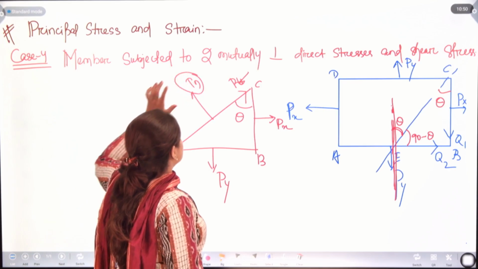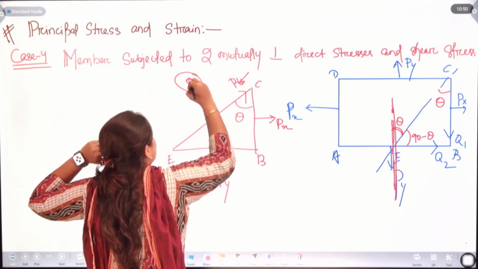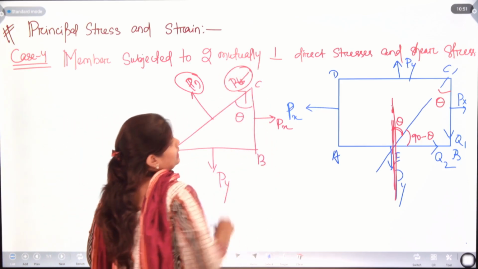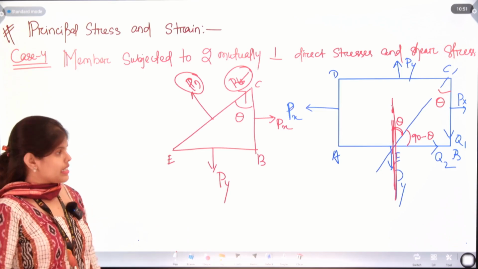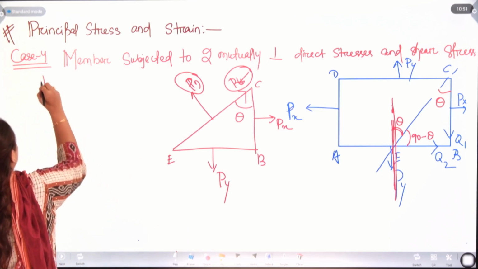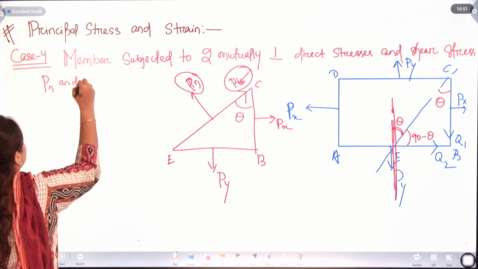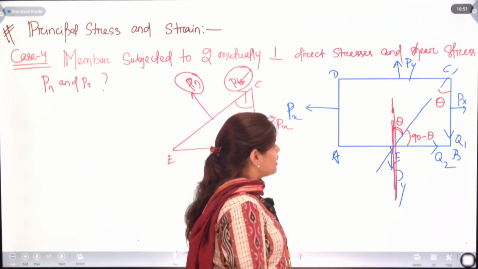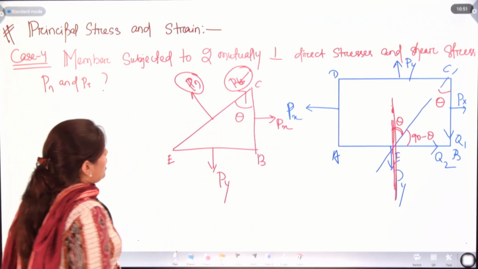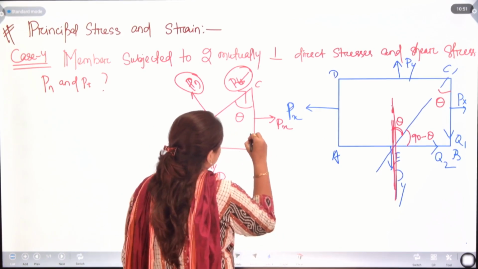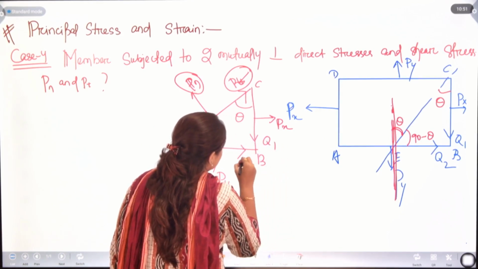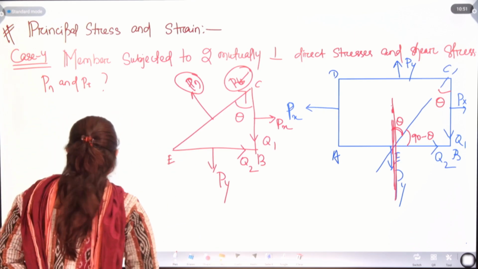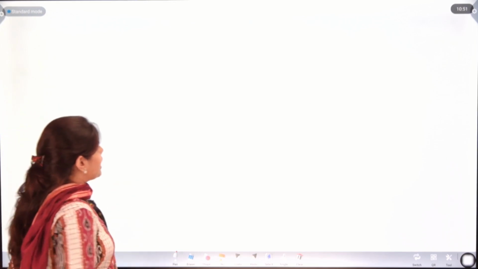For the stress, it is sigma n, and due to sigma n we have Pn here. Like that, we have Pt here for tangential stress. So, to find out Pn and Pt, what is the procedure? As we can see here, Q1 and Q2 are acting in this direction. So, let's draw the free body diagram of this triangular section.